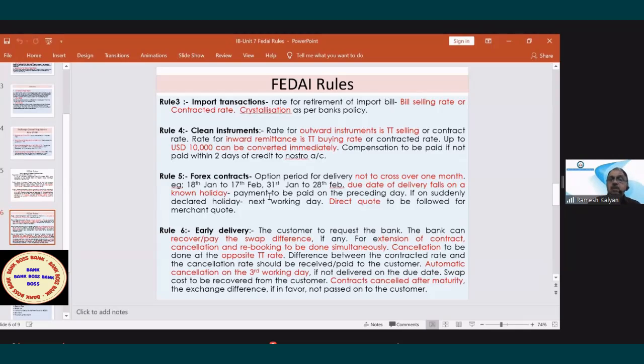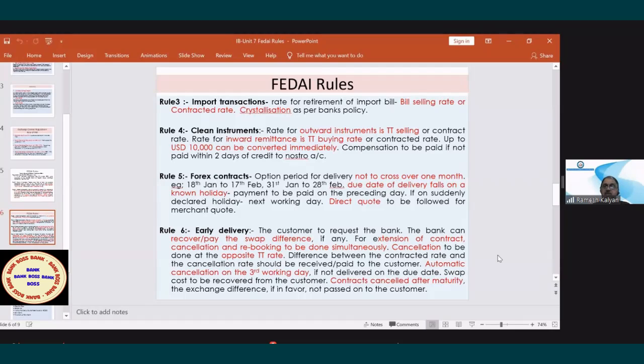This is a normal practice accepted in the interbank market. That is the point. And we follow direct code. Morning we have seen for the merchant, that is as per the FEDAI rules. Early delivery: whenever there is early delivery or automatic cancellation, any cancellation done prior to the due date, whatever is the profit or loss, we have to transfer to the customer. Any cancellation done prior to the due delivery, we have to pay the profit or loss to the customer.